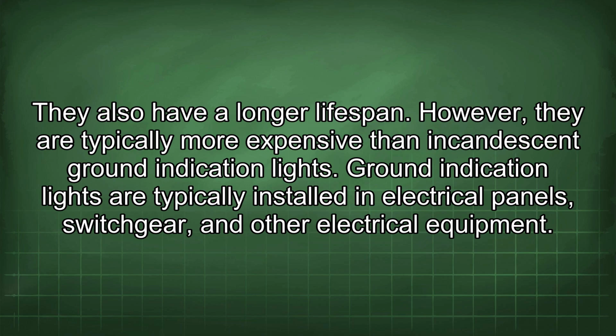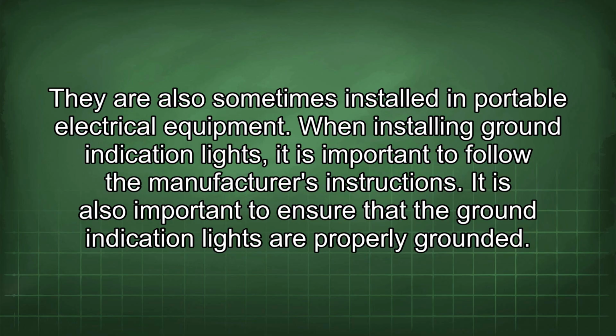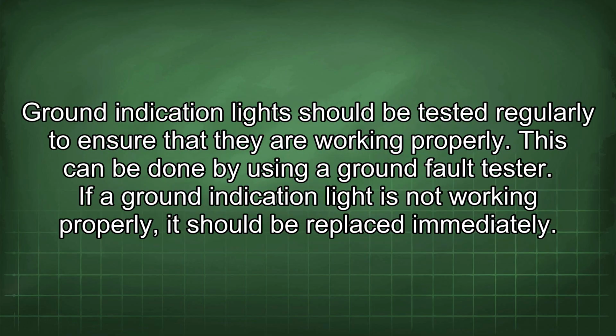Ground indication lights are typically installed in electrical panels, switchgear, and other electrical equipment. They are also sometimes installed in portable electrical equipment. When installing ground indication lights, it is important to follow the manufacturer's instructions. It is also important to ensure that the ground indication lights are properly grounded. Ground indication lights should be tested regularly to ensure that they are working properly. This can be done by using a ground fault tester. If a ground indication light is not working properly, it should be replaced immediately.